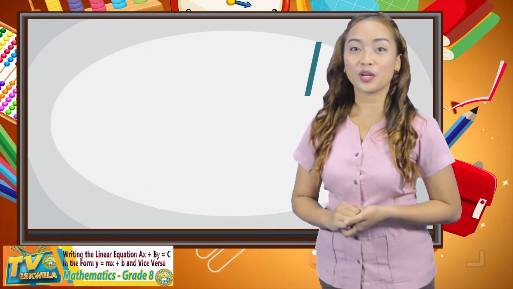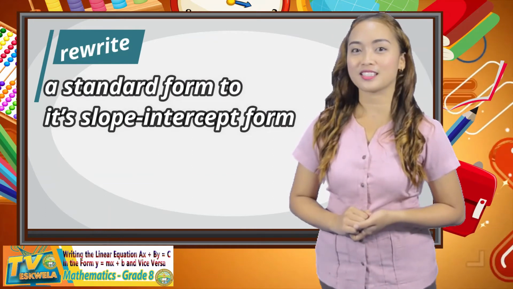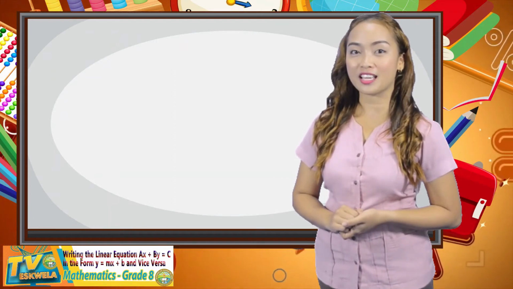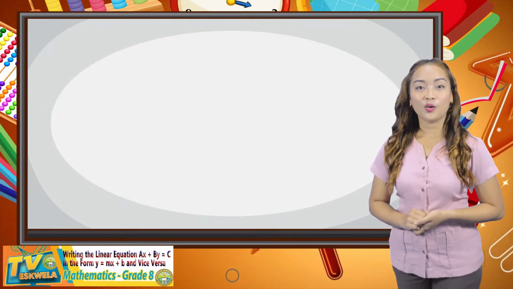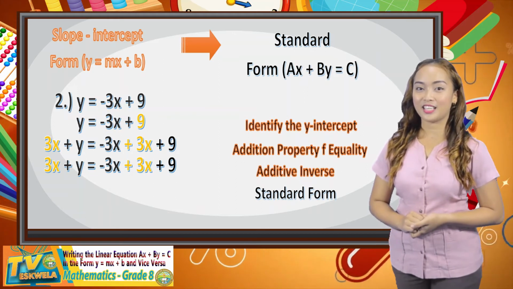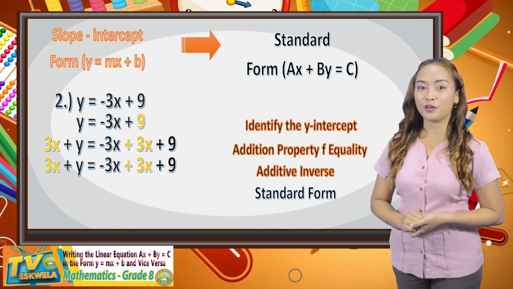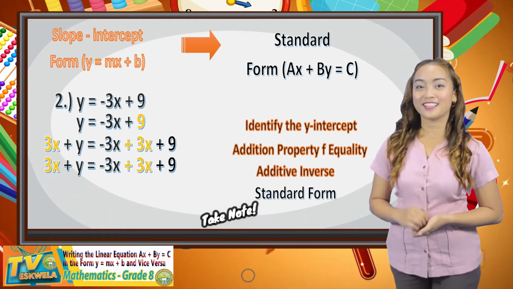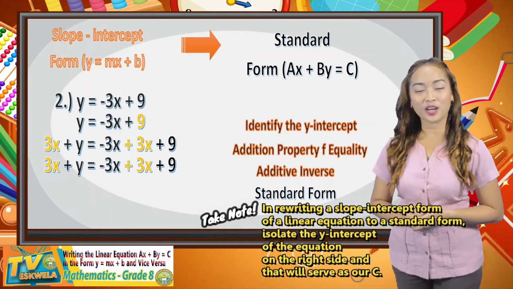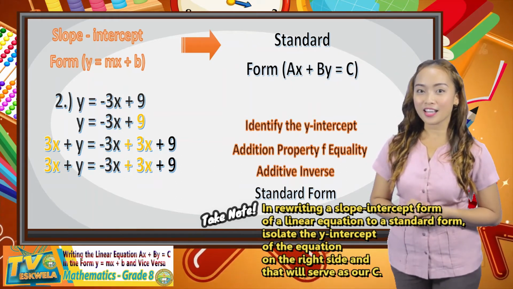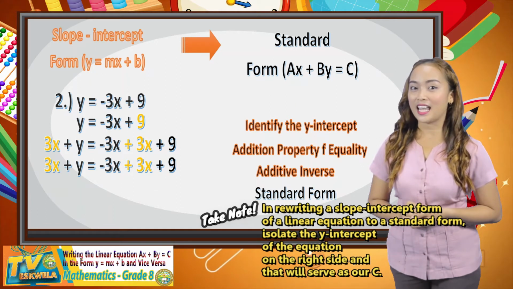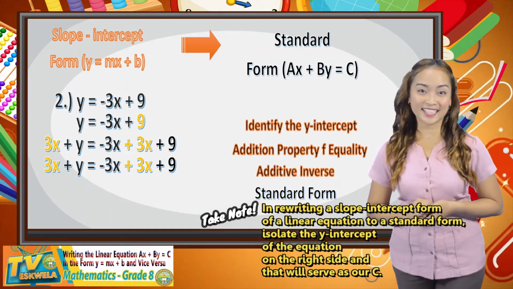So that's how we rewrite a standard form to its slope-intercept form. This time, let's do the vice versa. Given y is equal to negative 3x plus 9. This is from example number 2 from page 6 of your module. Take note, in rewriting a slope-intercept form of a linear equation to a standard form, isolate the y-intercept of the equation in the right side, and that will serve as our C.